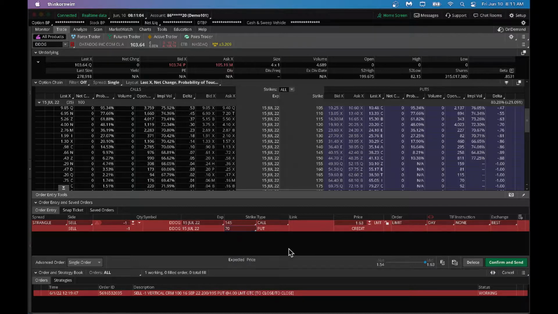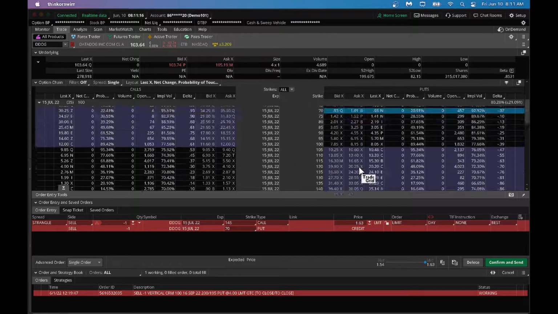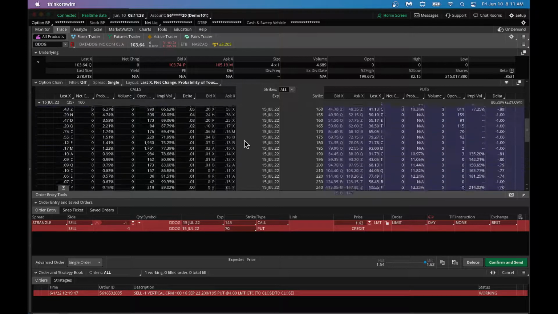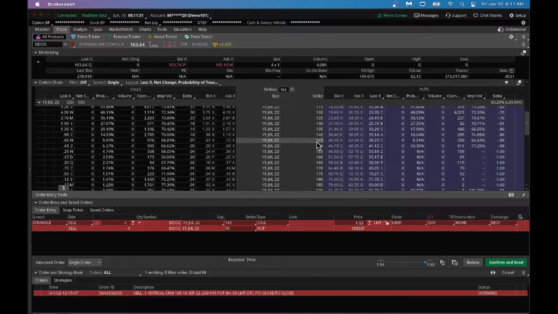Look what I'm doing here. Currently, the stock price for DDOG is 103, and I'm selling a put option way below at the $70 strike price. Probability of the stock touching $70 by expiration on the 15th of July, which is 35 days out, is low, 20%. At the same time, I'm selling a call option way above the current stock price at 145. Probability of the stock touching that is just 9%. I'm pretty comfortable here. I'm collecting $1.63, which is $163. If the stock stays between these two price ranges, I collect this premium, I make some money.